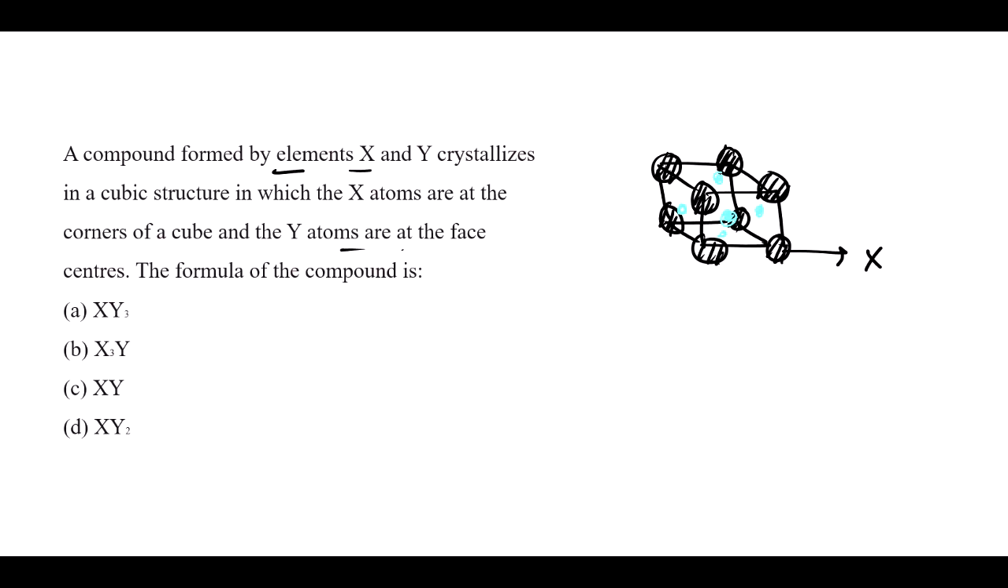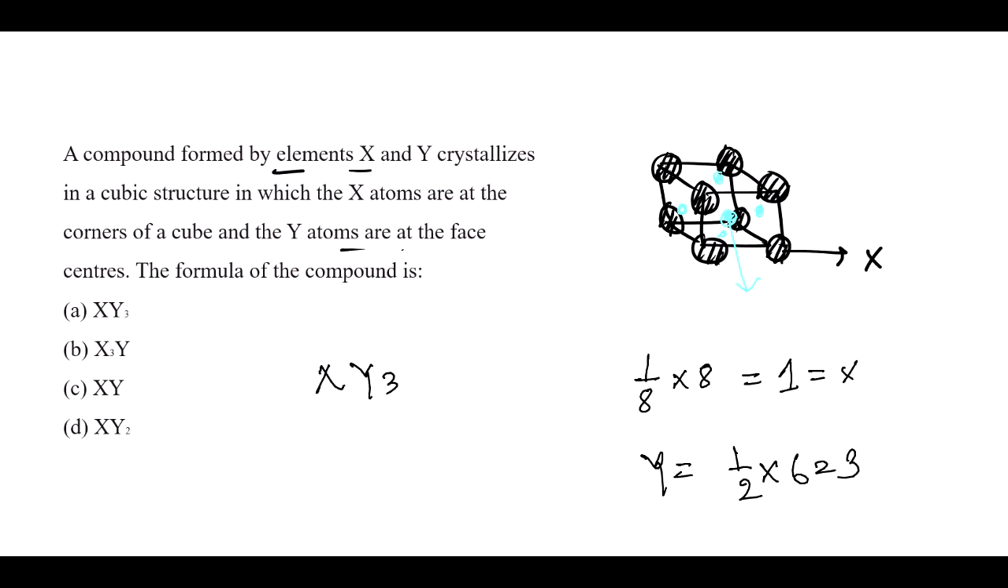If we take the X atom, the contribution of each X atom is 1 by 8. The total number of corners is 8, so the total number of X will be 1. The total number of Y atoms, each contributing half, and total faces are 6, so 3. So the formula will be XY3. Option A will be the correct one for this question.